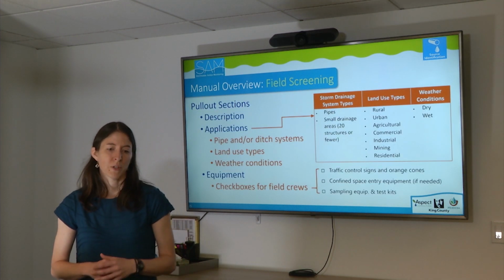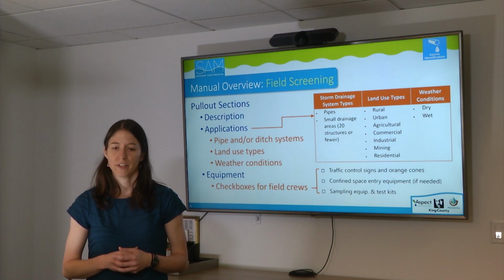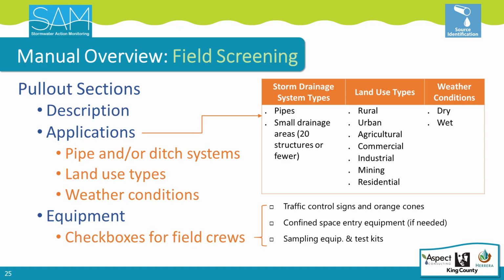So now walking through the pull-out sections that I showed you, they're set up just to easily pull out and incorporate into your own SOP manuals or other illicit discharge manuals that you have at your jurisdictions. So it starts off with a description of what the field screening methodology is. There's a table that lists the applications, so storm drainage types, whether it's applicable to pipe or ditch systems, land use types, and there's quite a list here: urban, rural, agricultural, commercial. It's got that list there.